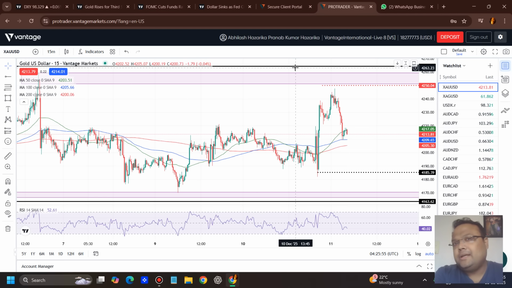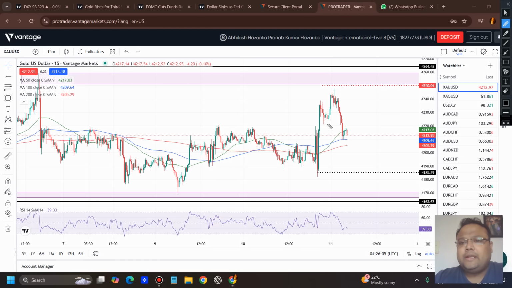So we have a reliable resistance around 4,250, 4,255. If the market reverses, we can look for a sell. And yes, the market needs to cross 4,270. Then only we can expect the market to be bullish again. And day traders, scalpers, if you want to sell, it's your call. I will not say anything here.